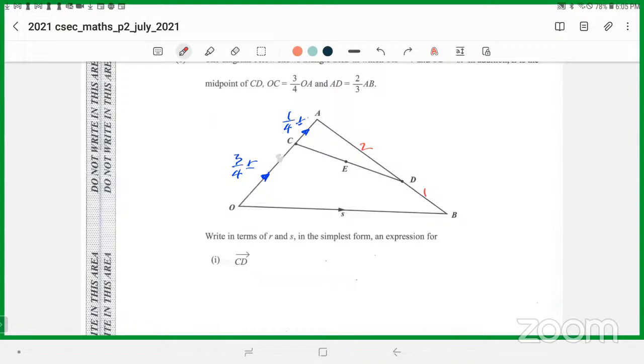All right. Now look at the question. I want us to first find the vector CD. They want us to find the vector CD.